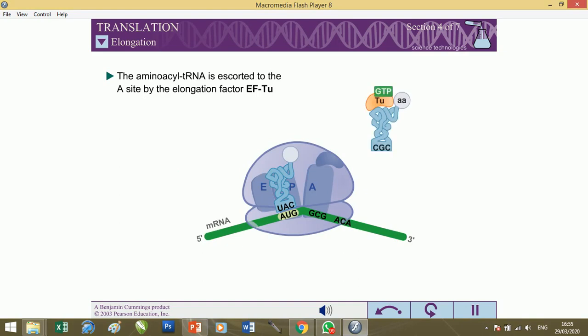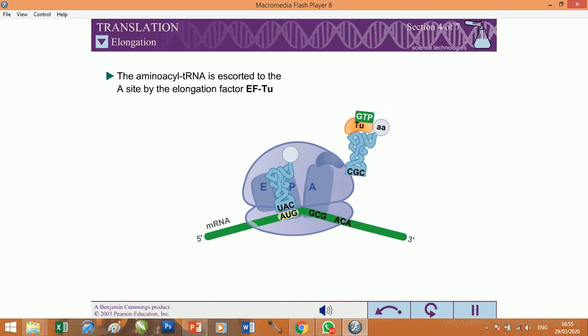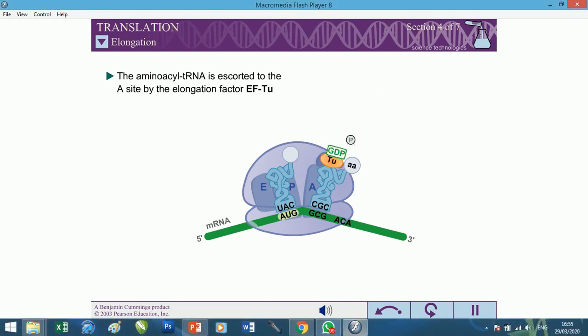First, a charged tRNA is bound by EF-Tu and is brought to the ribosome A site as an EF-Tu GTP aminoacyl tRNA complex. The tRNA anticodon binds the mRNA codon, and EF-Tu hydrolyzes its GTP, and the resulting EF-Tu GDP is released from the tRNA.